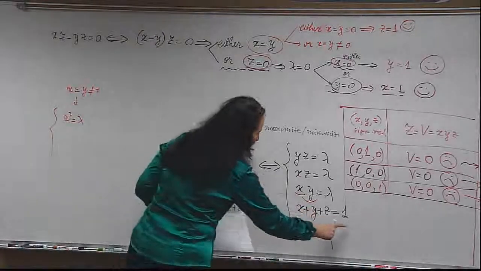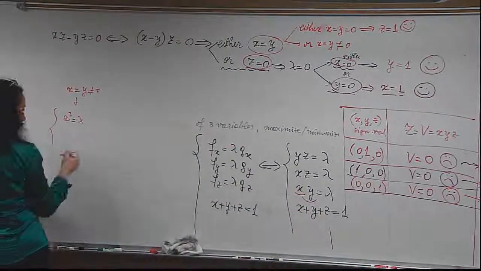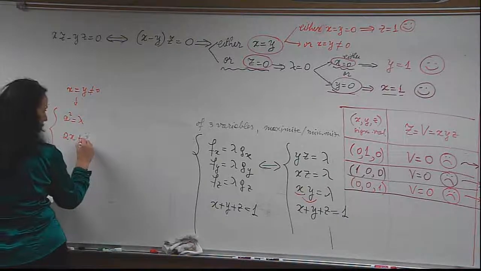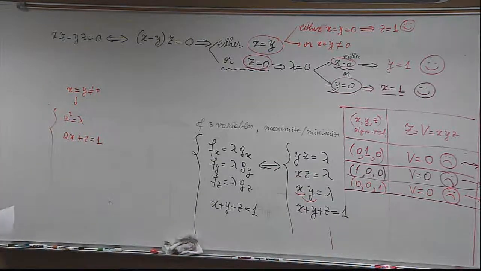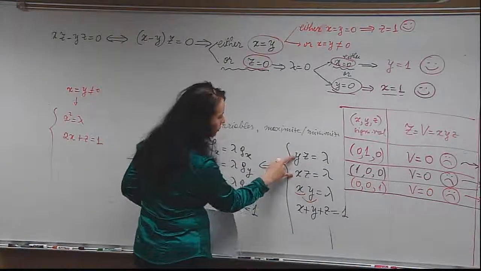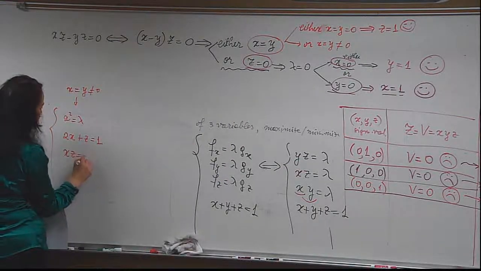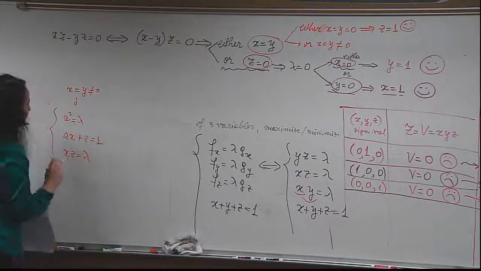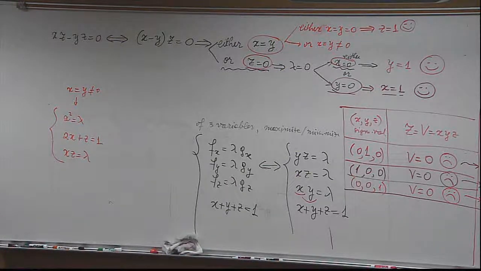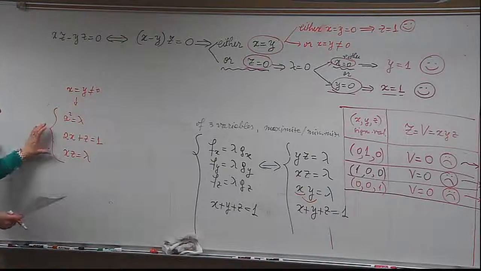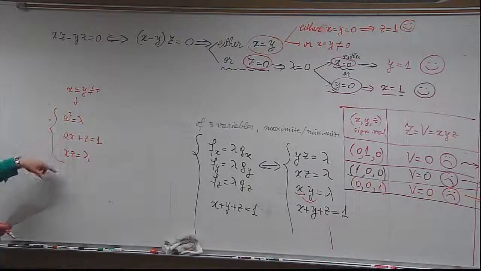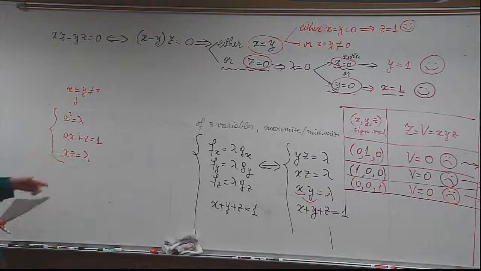And x plus y plus z equals 1 will become 2x plus z equals 1. And finally, these two equations, since x equals y, are one and the same. They become xz equals lambda. And I stare at this, and somebody tell me, can I solve that? Well, it's not a linear system, but it's a system of 3 equations with 3 unknowns, x, z, and lambda. So it should be easy for me to solve it.